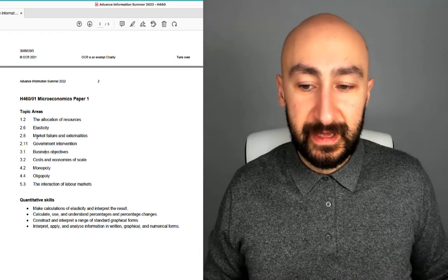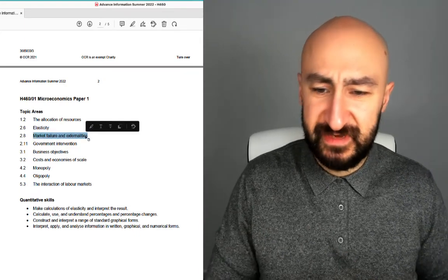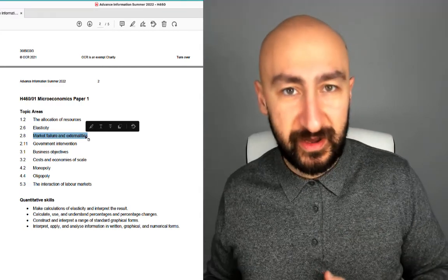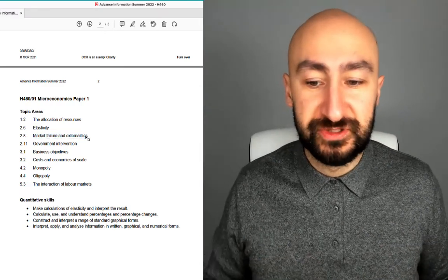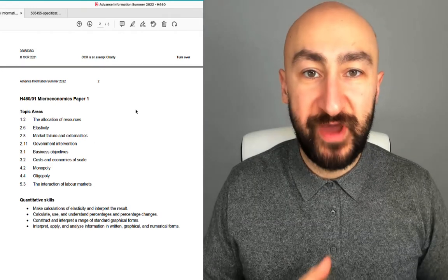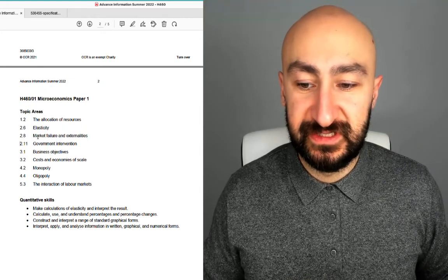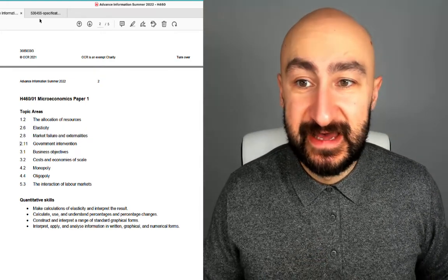Market failure and externalities. So what does that mean? Does it just mean externalities, or does it mean market failure as a whole? Use market failure as a whole. It's crucial that you do that. So we have market failure and externalities. So 2.8 is in reference to externalities and externalities only.